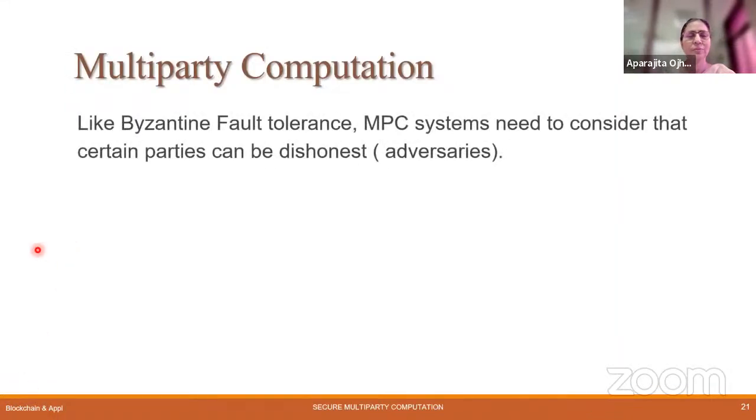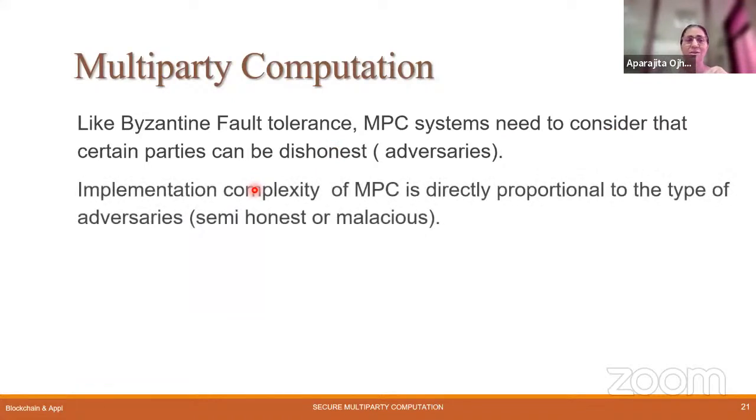Like Byzantine fault tolerance, a multi-party computation system needs to consider that certain parties can be dishonest, right? There can be adversaries, so it has to deal with adversaries. So the implementation complexity of multi-party computation is directly proportional to the type of adversaries. There can be semi-honest or malicious.